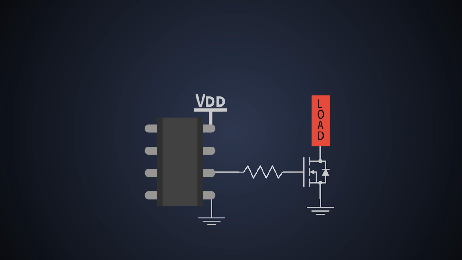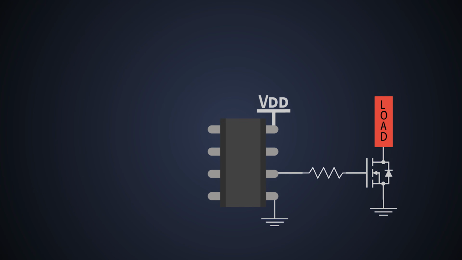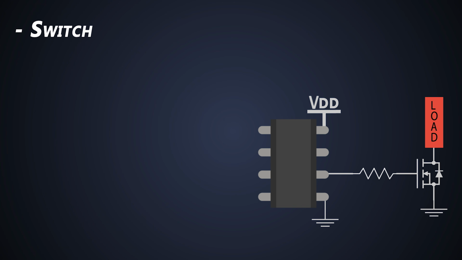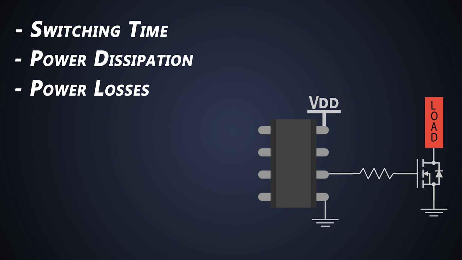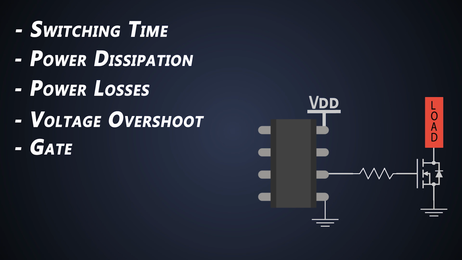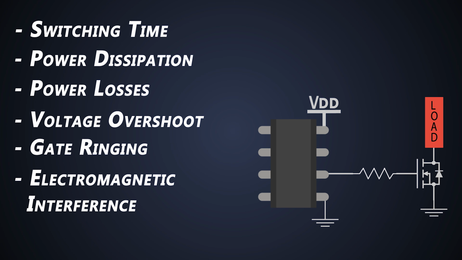External gate resistors play a crucial part in many aspects. Gate drivers can cause unwanted behavior in a MOSFET switching without an appropriately sized gate resistor. The gate resistor controls the charging and discharging of the gate capacitance. This, in turn, affects a number of critical parameters such as switching time of the MOSFET, power dissipation and power losses, voltage overshoot, gate ringing, and electromagnetic interference.